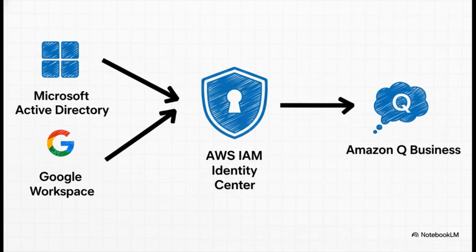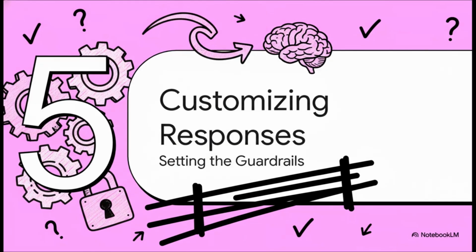And this is a game changer for getting it set up in a big company. You don't have to go create thousands of new user accounts just for Q. IAM Identity Center can plug right into your existing identity provider, whether that's Microsoft Active Directory, Google Workspace, or another IDP. Your team just logs in like they do every other day. It's seamless. So we've covered user permissions, but what about the AI's behavior itself?